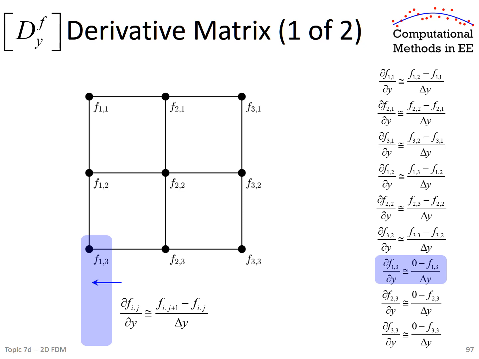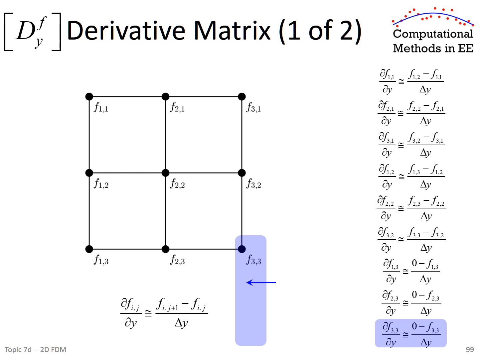And now that we're at the bottom of the grid, we have the boundary condition problem. We're trying to access an f14, but of course that doesn't exist. So using Dirichlet boundary conditions, we just put a 0 in its place. So now we have 0 minus f13 divided by the spacing delta y. All points along the bottom have the same boundary condition. So we're going to have a 0 minus f23 over delta y. We're writing that finite difference equation for point f23, but it's actually evaluating the derivative slightly outside the grid. And then the last point, 0 minus f33 divided by delta y.